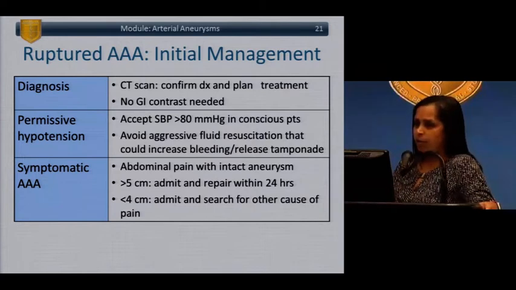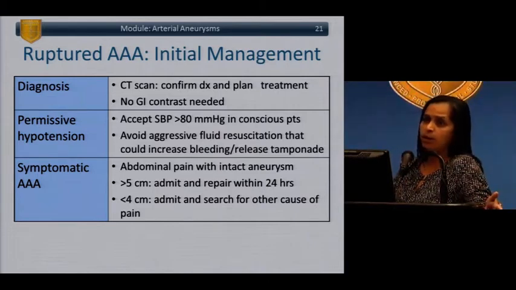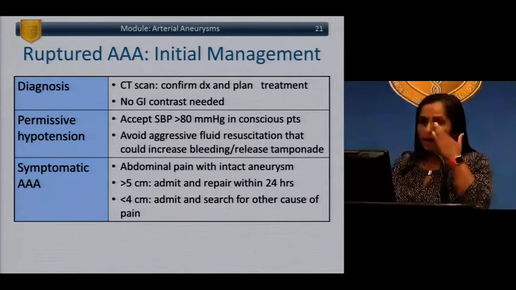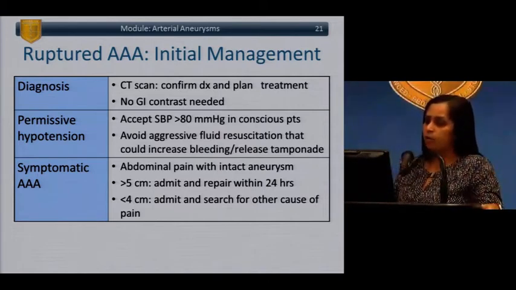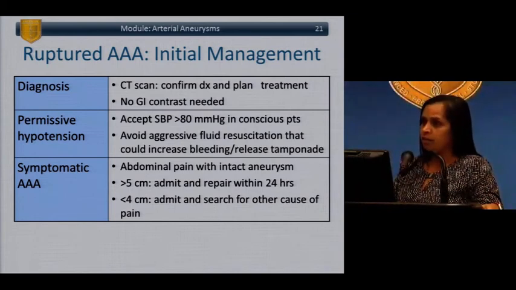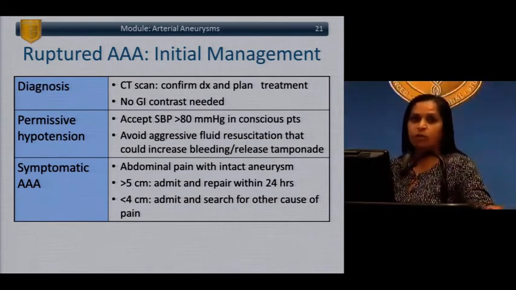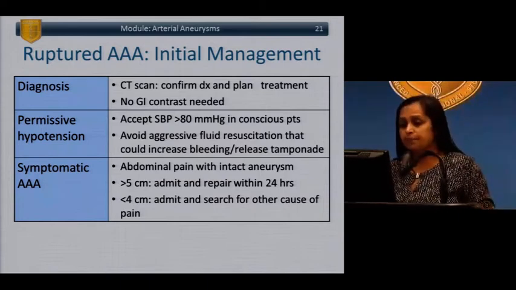There are patients that present with symptomatic aneurysms but not ruptured aneurysms on CT scan. These are sort of a separate group that we consider. The general principle is for a large aneurysm that's greater than 5 centimeters, you want to go ahead and admit them and repair them within that hospital admission. For someone with a smaller aneurysm, it's probably important to look for other causes of pain if the aneurysm doesn't have any atypical morphology or other reason that you might suspect symptoms from it.